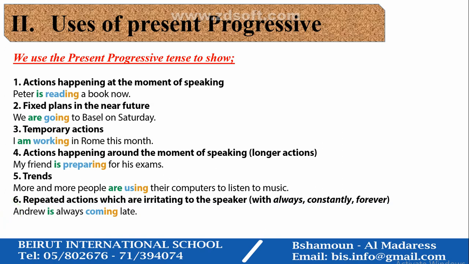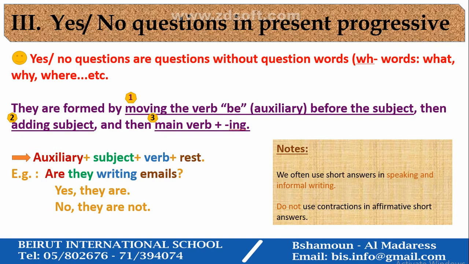Now, number 3, which is how to form a yes-no question in the present progressive. As you know, in English, we have 2 types of questions. We have questions with question words, like the WH words, like what, why, where, when. And we have questions without question words, without WH words, which are the yes-no questions. Yes-no questions are questions without question words. Thus, without words like what or why or where or when, as we said.